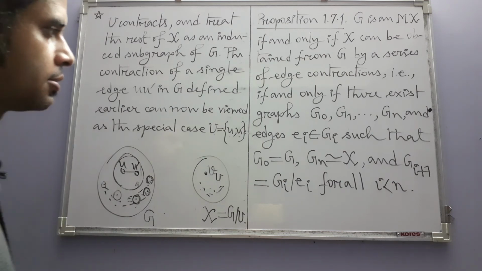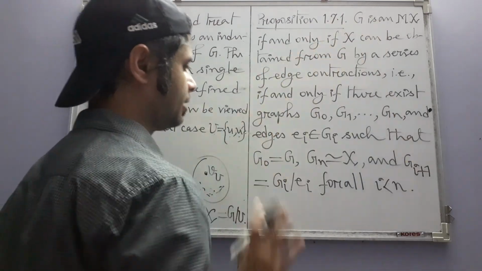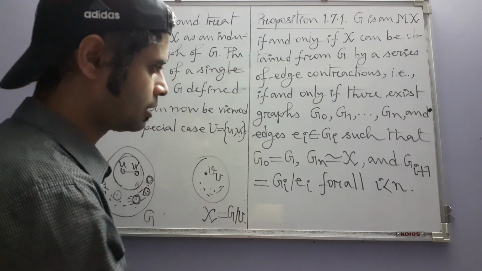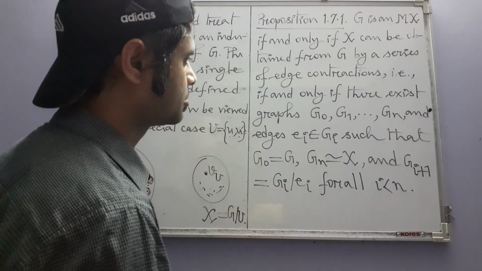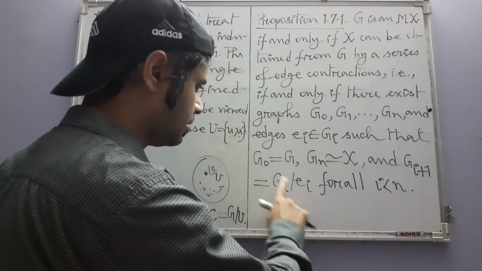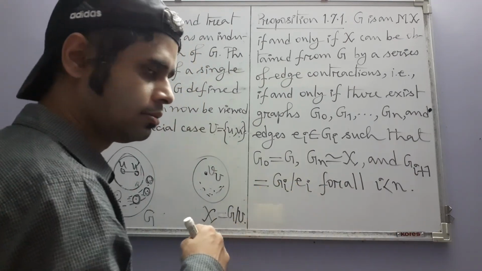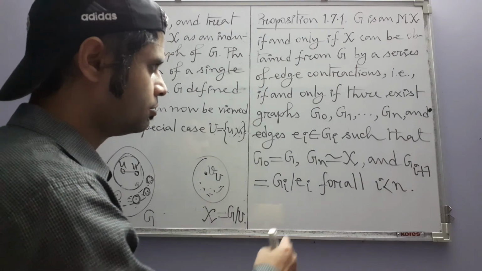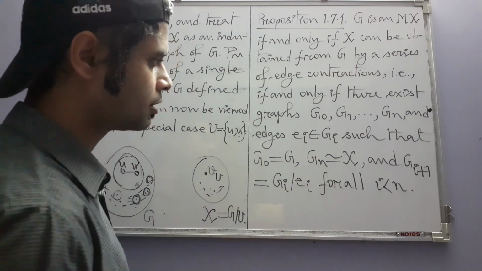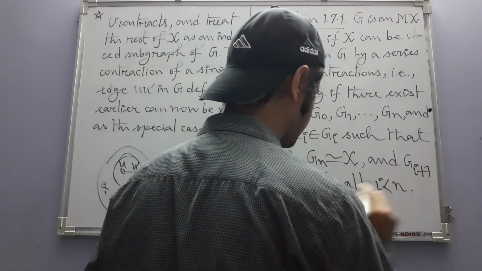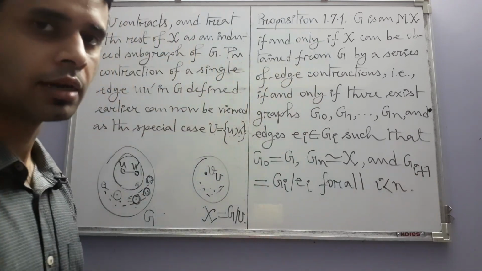So that means G is an mx in that sense that we have discussed right now, that is those partitions and all those things, if and only if there is a series of H contractions like this that will get you to X starting from G. This we will prove, and we will see other things in the next graph theory video.